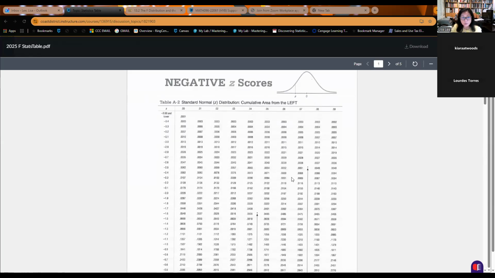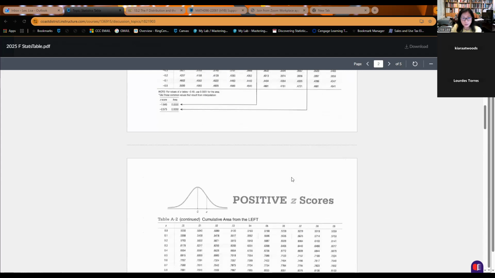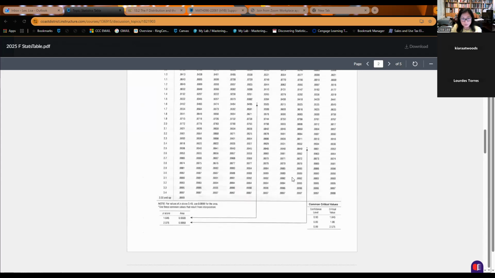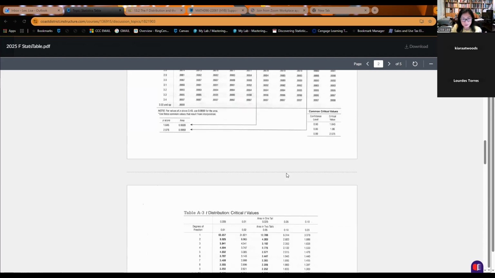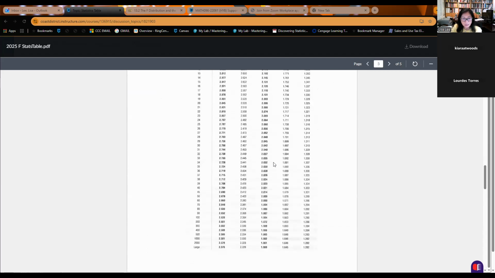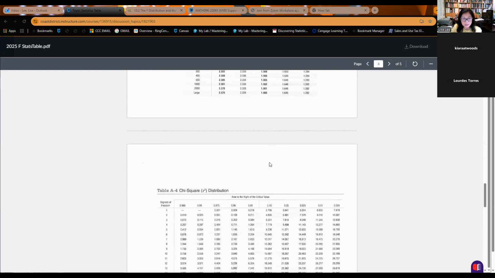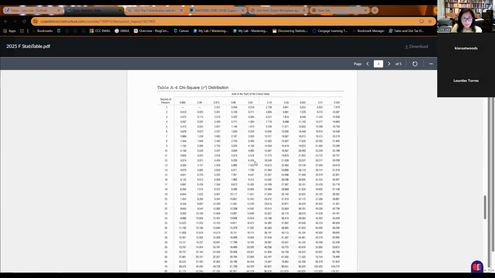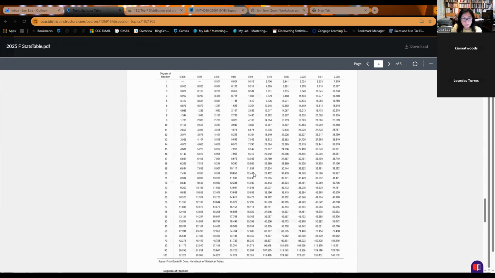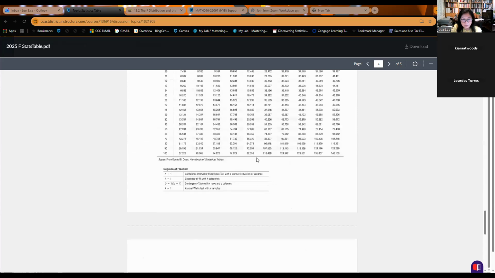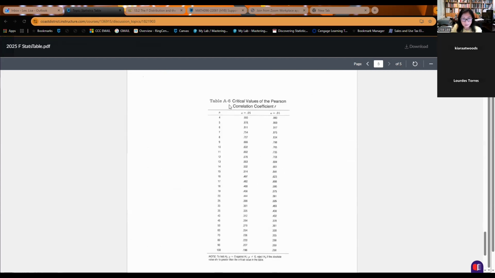So this first table is for the Z-score. For the earlier chapters, chapter 5, chapter 6, chapter 7, we needed that. Chapter 8, chapter 9, we needed this table T. A4 is for chapter 11, the chi-square test. And for chapter 12, we use this one, linear regression, A6.